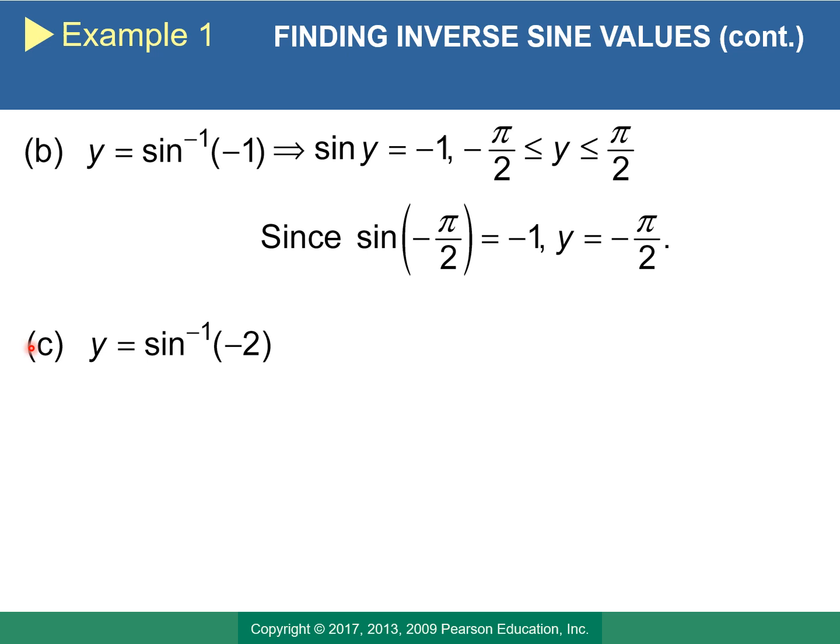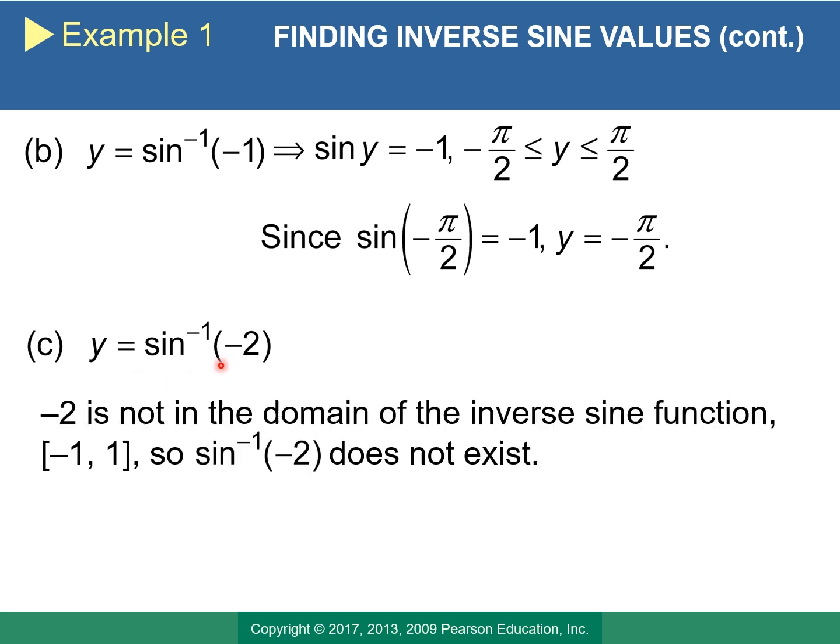Part C, y equals sine inverse of negative 2, so you're thinking about sine of what angle gives you a value of negative 2? Well, nothing. So hopefully that kind of rang a little bell for you. You say, wait, I've never seen that come out of a sine function, and that's because it won't happen. Negative 2 is not in the domain of the inverse sine function, which is between negative 1 and 1.